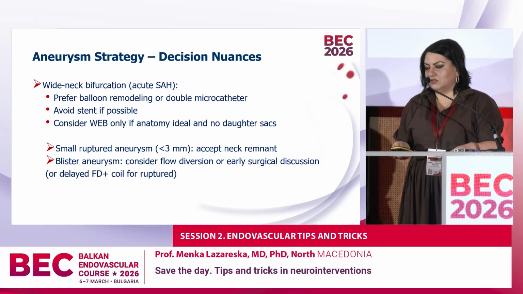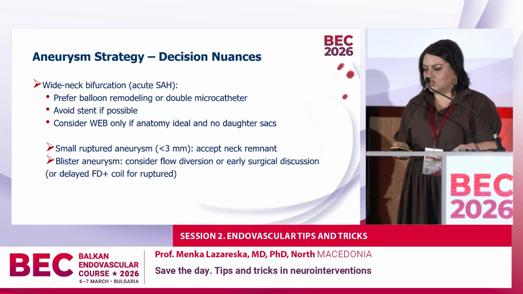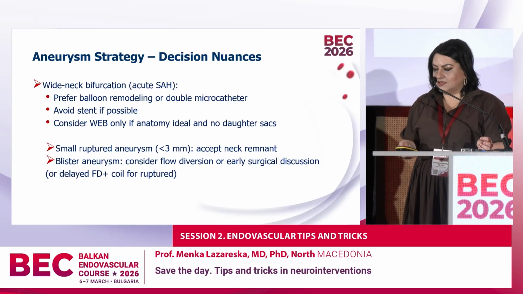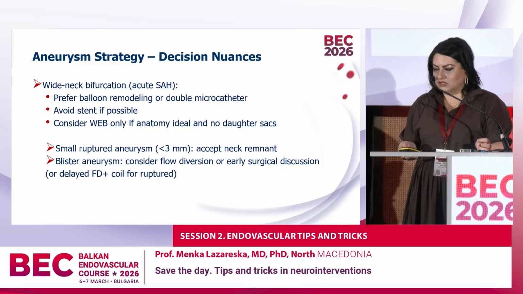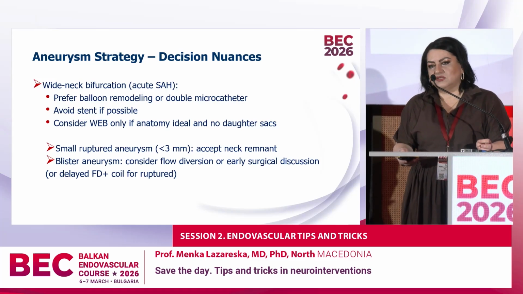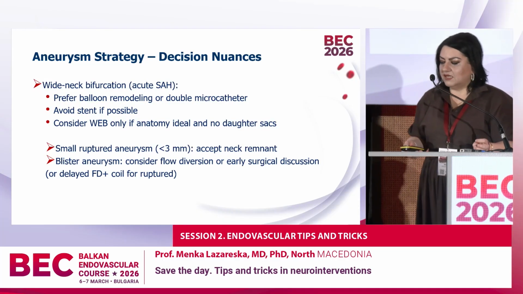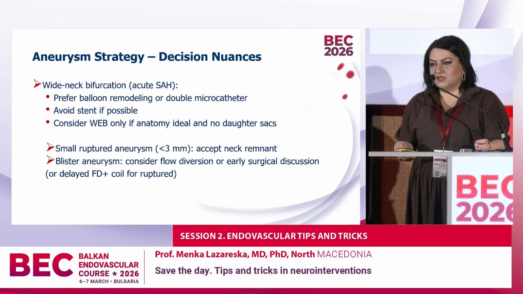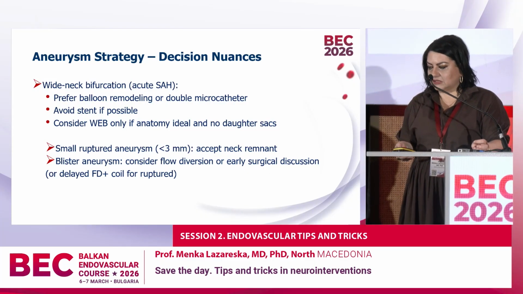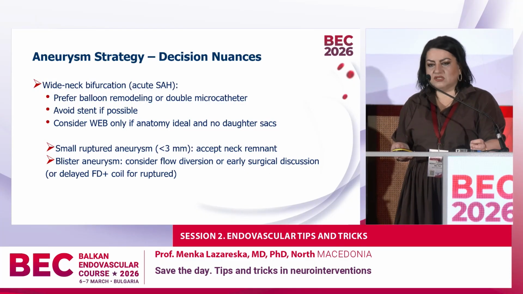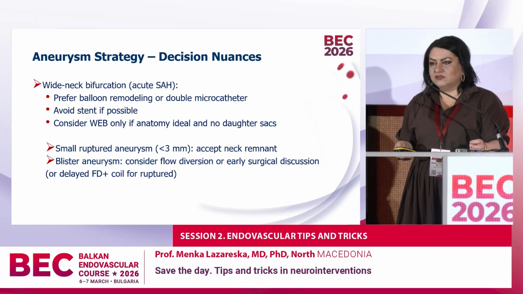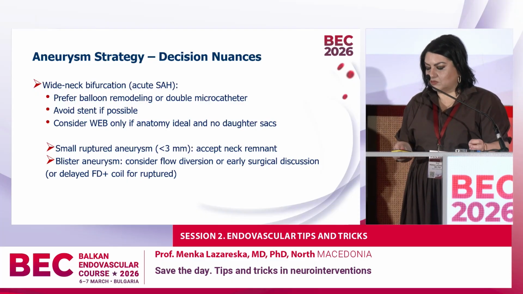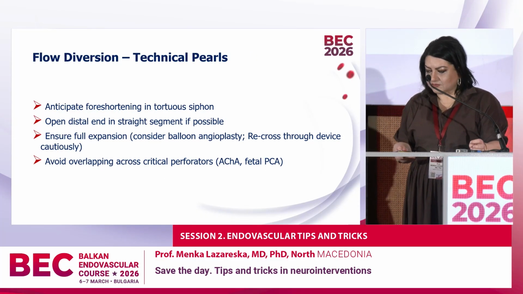As we all know, aneurysm strategy needs to be decided before the intervention. For wide neck bifurcation in acute stroke, we should avoid stent if possible, prefer balloon remodeling or double microcatheter, consider WEB if the anatomy is ideal, and for small ruptured aneurysm, undersize the coil and accept the neck remnant. For blister aneurysm, look for delayed treatment, for example when it's ruptured, and not only flow diverter, but together with the coil, if it's ruptured.